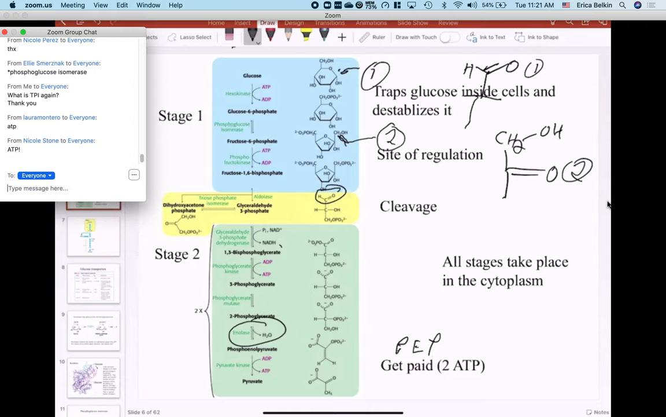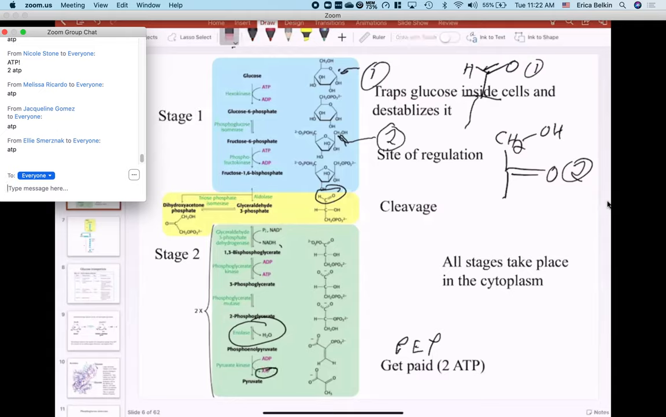Energy phosphates let you make, yay, ATP, bingo. Yeah, everybody's getting it this time. That's good. So you're getting ATP. And so therefore, what happens here is you're going to make ATP. And so that's going to be catalyzed by an enzyme called pyruvate kinase.